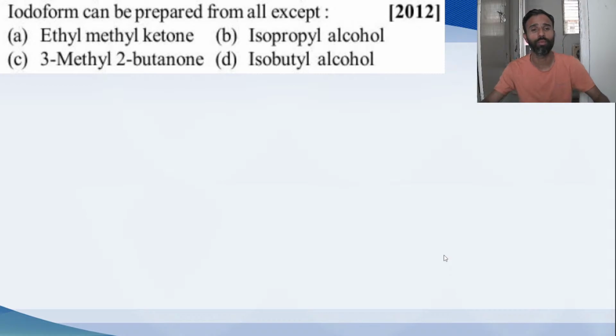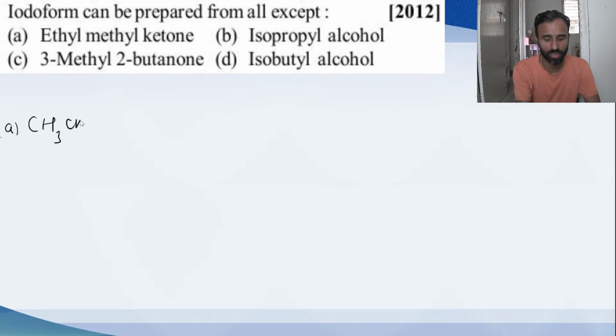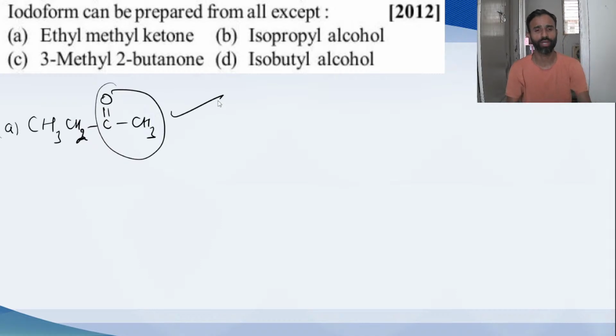Next, iodoform can be prepared from all except... Yes, this is a very easy question. Tell me. Yes, beta. Which one out of these does not give iodoform? The first is ethyl methyl ketone. It has the CH3CO group. It will give the iodoform test.